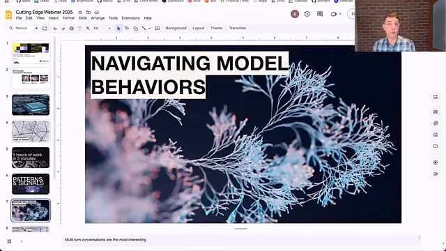So one of the things that is true about language models. So Brett used that's a great way to say it. You know, I still don't know what a token is.